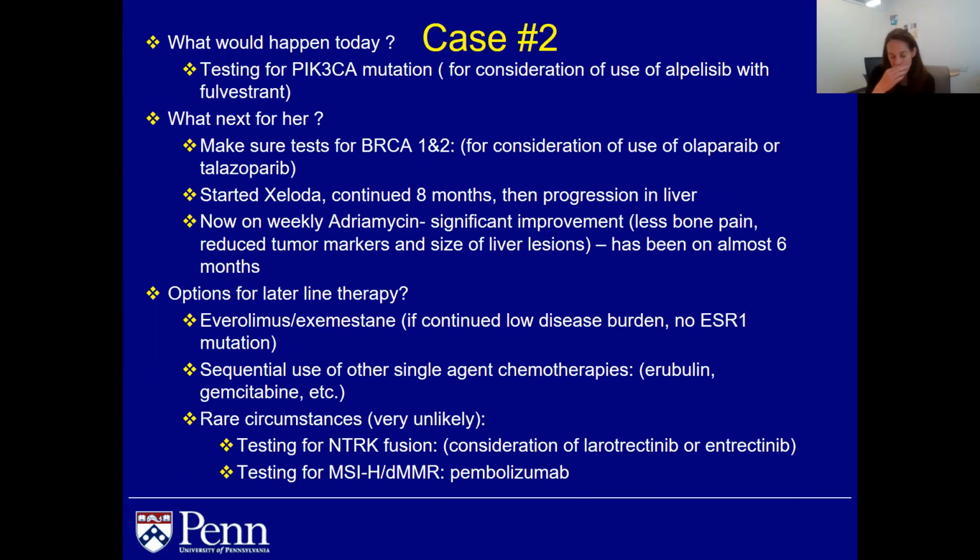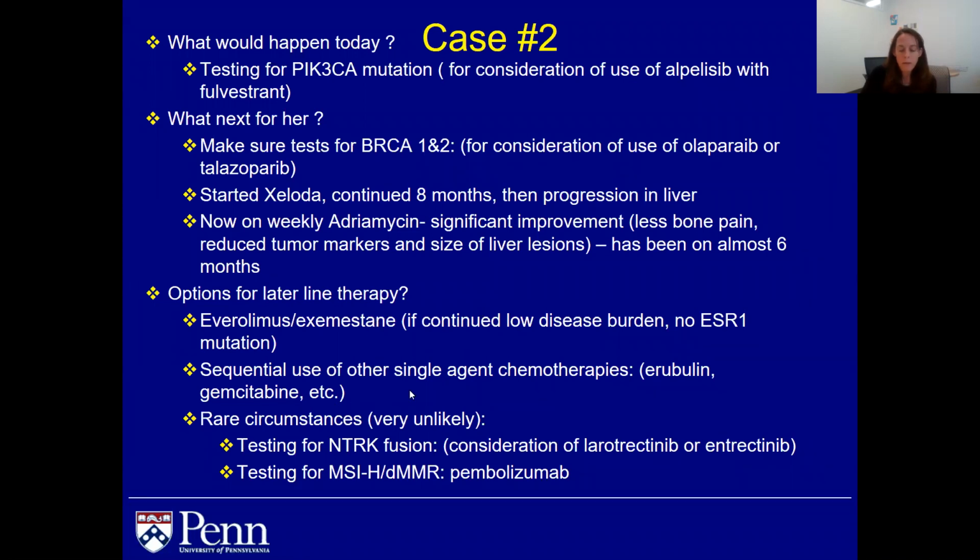We know that the PI3K mTOR pathway is aberrant in many lobular cancers and other hormone receptor positive breast cancers. So this might be an option here to try that, provided that there was no estrogen receptor mutation in the tumor, because that can confer resistance to aromatase inhibitors.